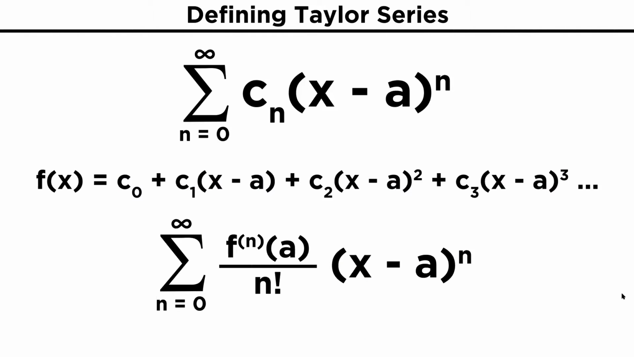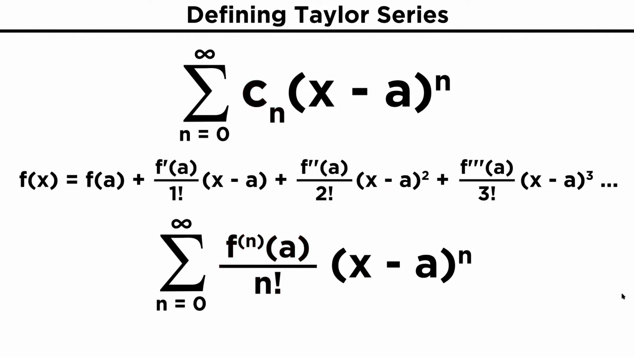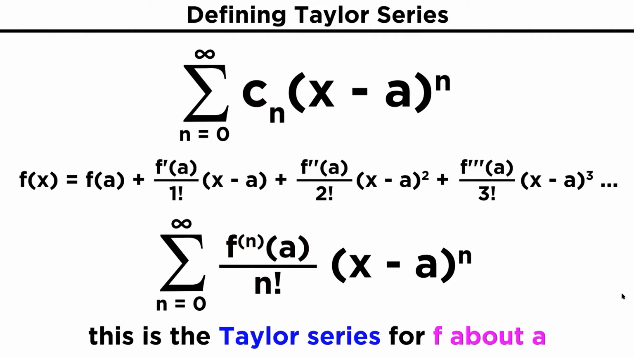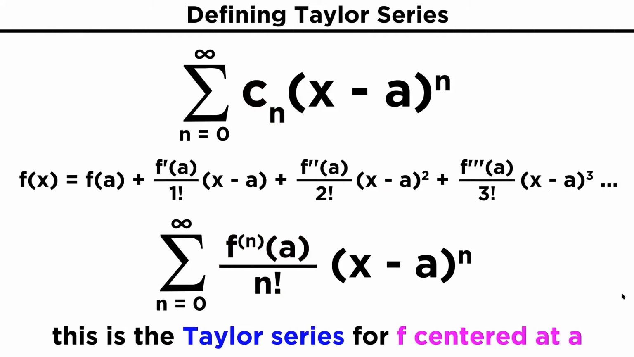If we then generate a new function of the same form, but substitute this formula in for c sub n, such that the terms in the series look like this, we have just generated the Taylor series of the function f at a, which can also be described as f about a, or f centered at a. So a Taylor series is a type of power series, but with the coefficients defined like so.